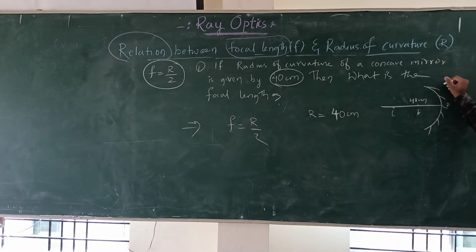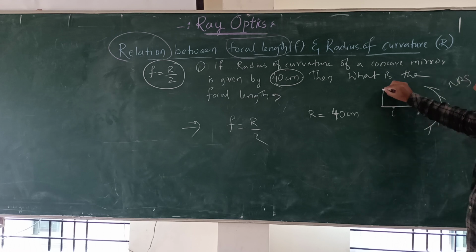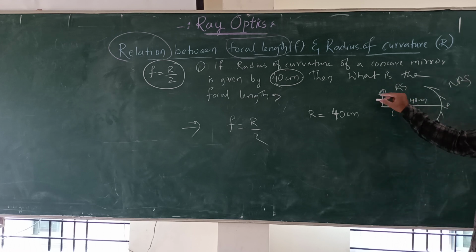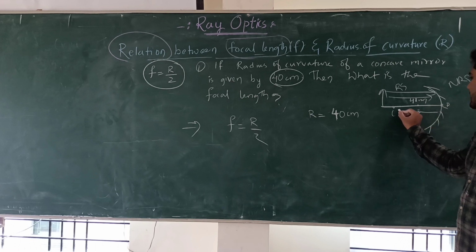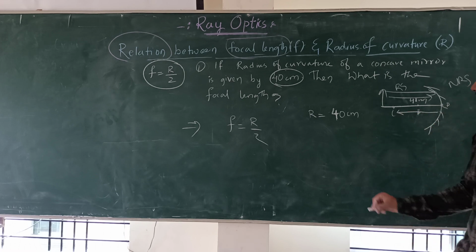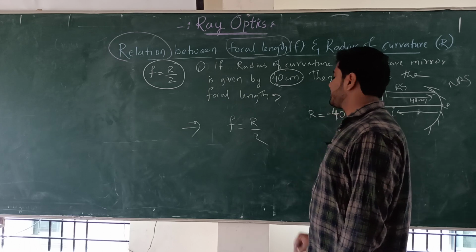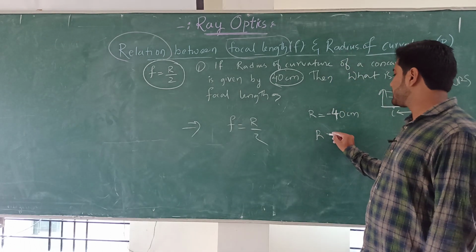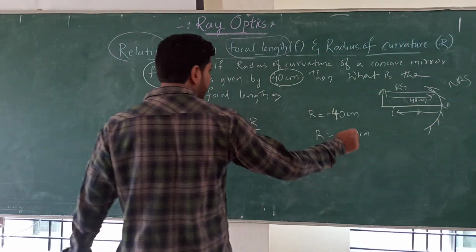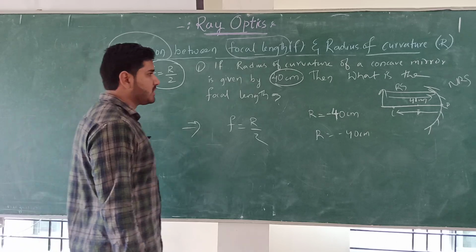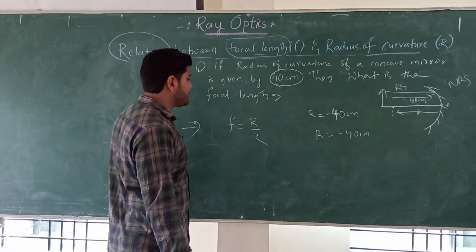Because this is a concave mirror, will it be positive or negative? This is the reflecting side, this is the non-reflecting side, which means our object will always be here, and the incident ray direction will always be in this direction. Our measurement direction is from the pole to the center of curvature, so we are going in the opposite direction. Therefore R is minus 40 centimeter. Always remember this: every time you have to apply the sign convention whenever you are doing problems.